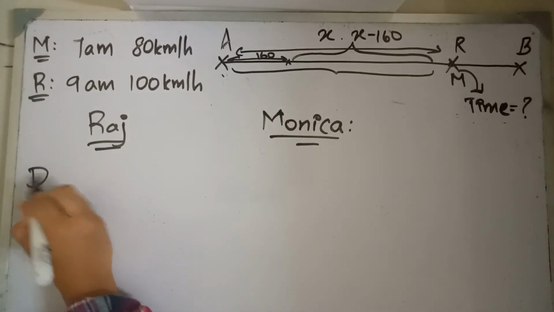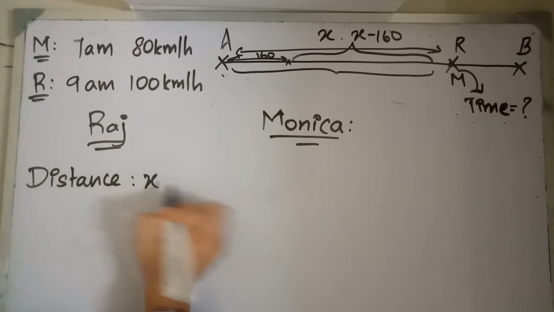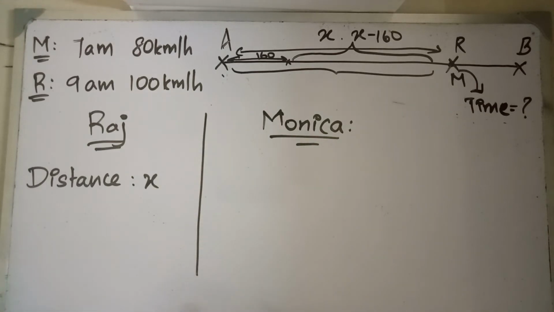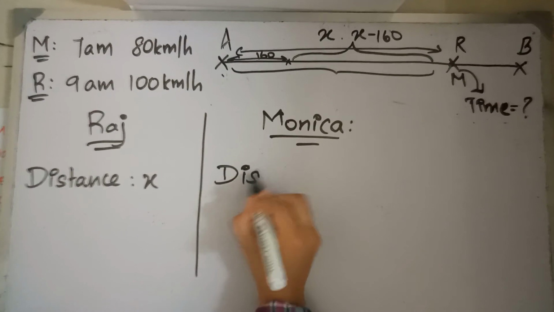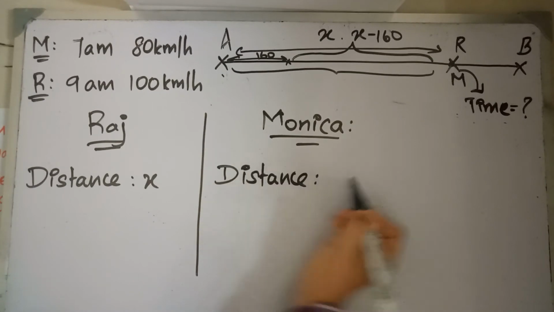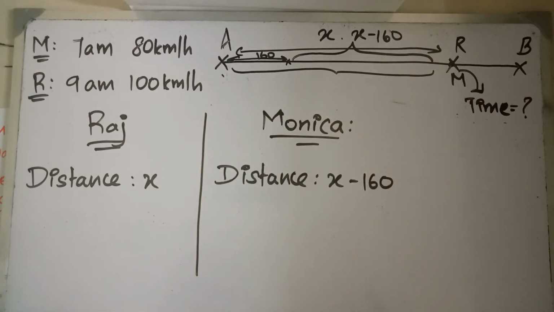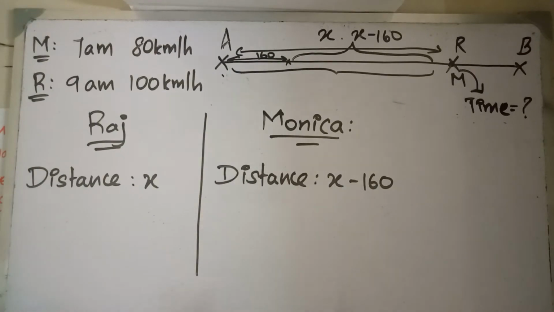The distance that Raj has to travel before overtaking is x, because we don't know the distance. That's what we have to find out, and then after finding that out, we have to find the time. The distance that Monica would have to travel in terms of x will be x minus 160, because she has already traveled 160 kilometers, and this is all at 9 o'clock.